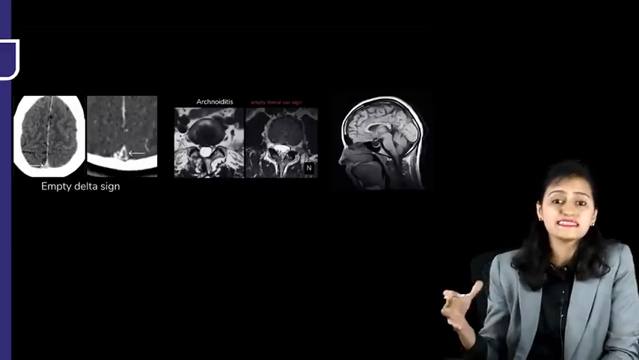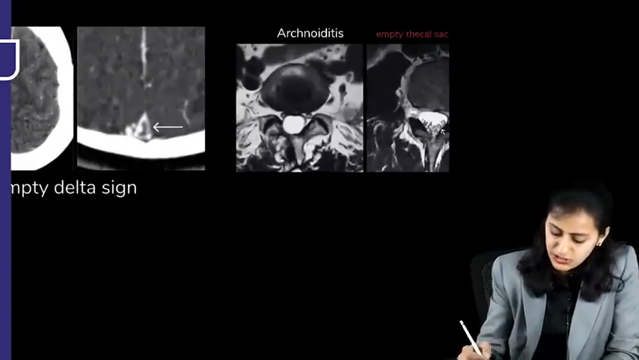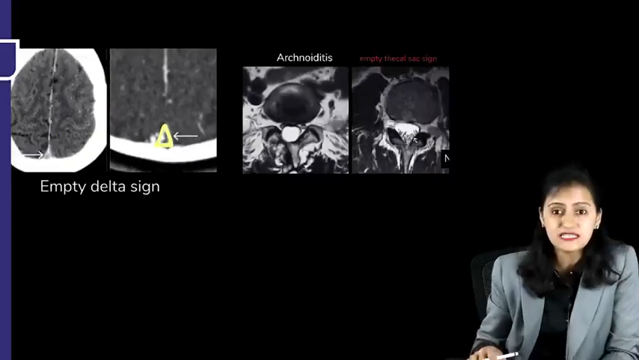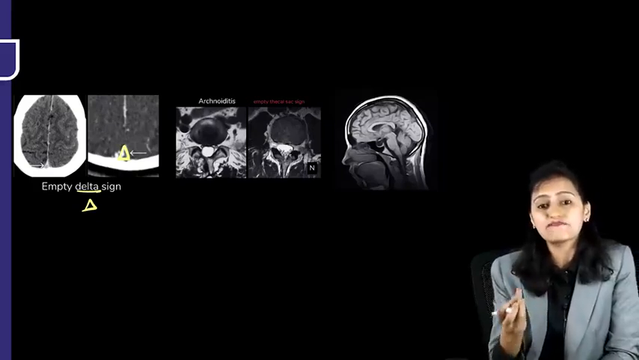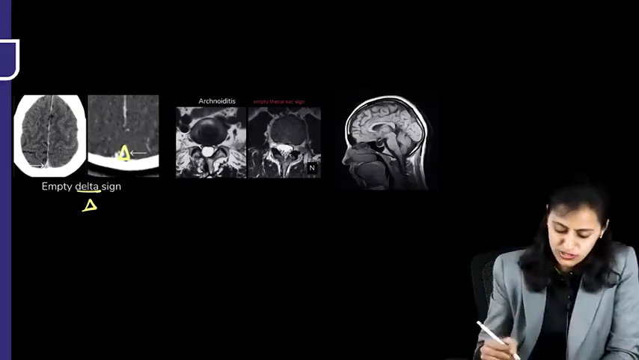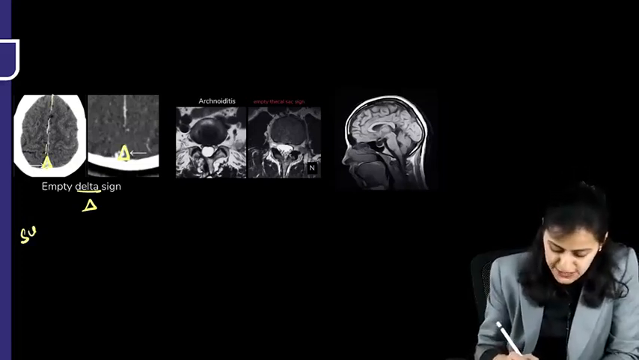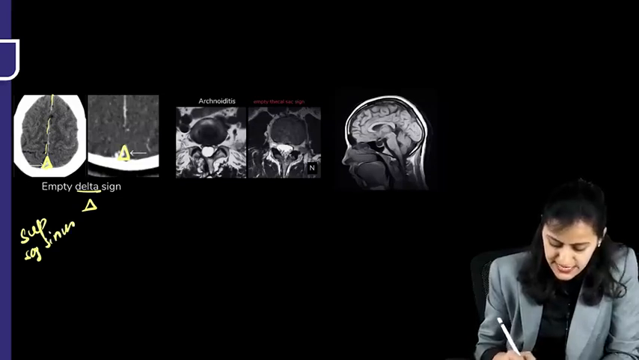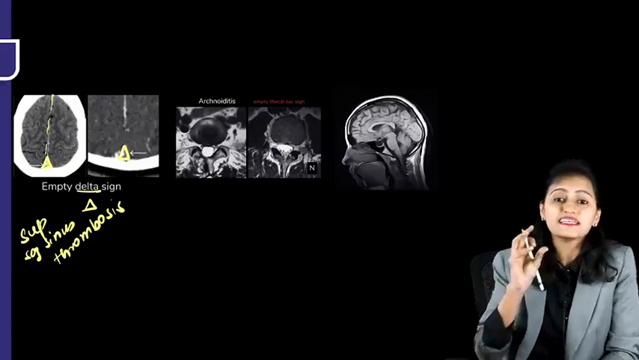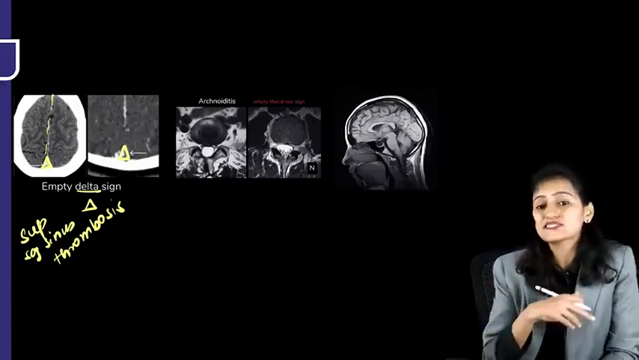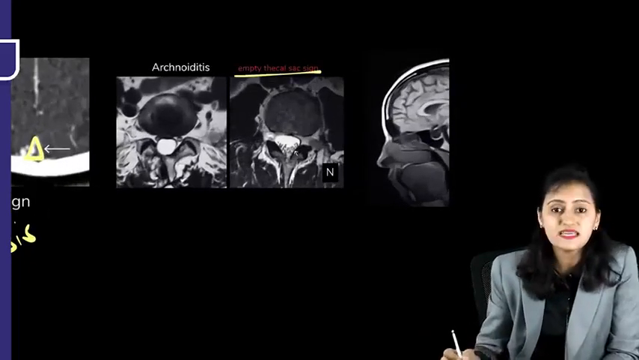Next one, coming to the various MT signs: the MT delta, the MT cella, the MT theta sign. So this one here where you see a triangle which is empty, triangle is a delta. Empty means it's not containing contrast, it's not getting filled with contrast because it is thrombosed. So this is the location in the midline behind, that's the location of superior sagittal sinus. So this is superior sagittal sinus thrombosis, showing the empty delta sign because it is not getting filled with contrast because of the thrombosis.